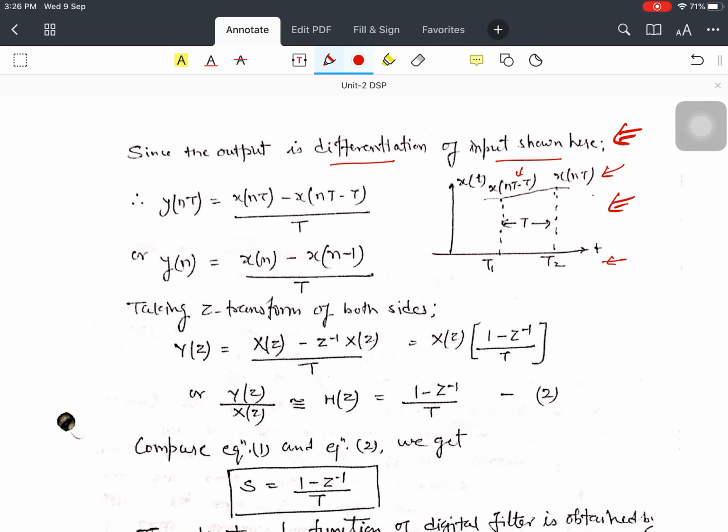That will be x(nT - T). Okay, so at t1 and t2, the difference t2 minus t1 is equal to T, as mentioned in this graph. So you can say here that x(nT) is at time t2, and at the time before T, what would the value of that sample have been at that time? So that will be x(nT - T).